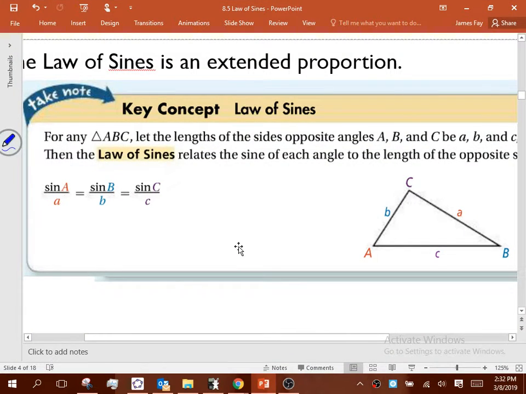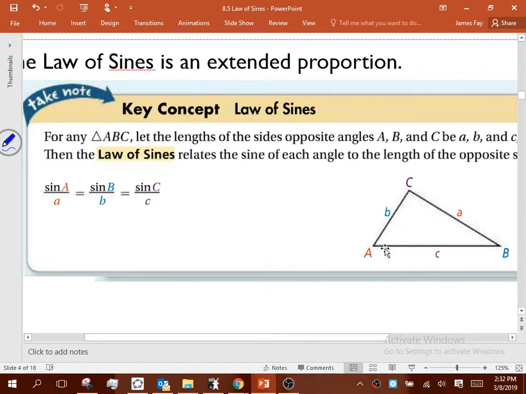So sine of A over A equals sine of B over B equals sine of C over C. Now, I've had issues with people in the past saying, well, I didn't know what to do because my triangle didn't have A, B, and C in it. It had X, Y, and Z or M, N, and R, okay?